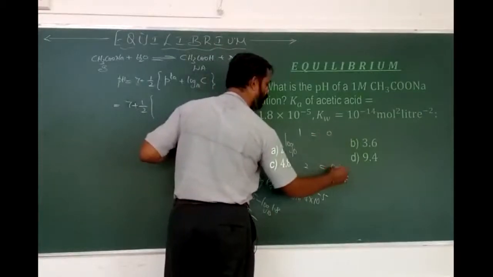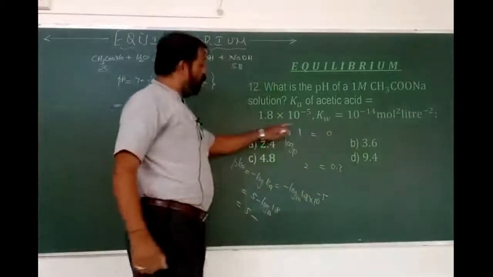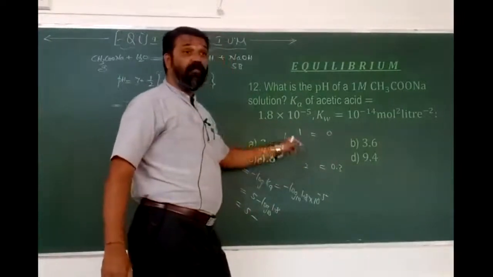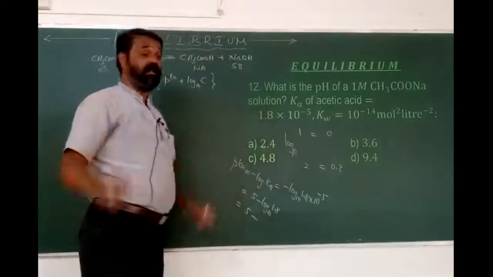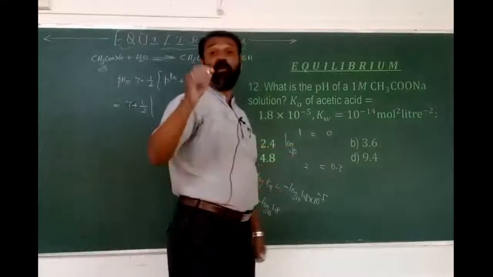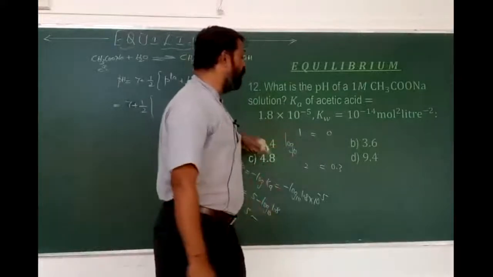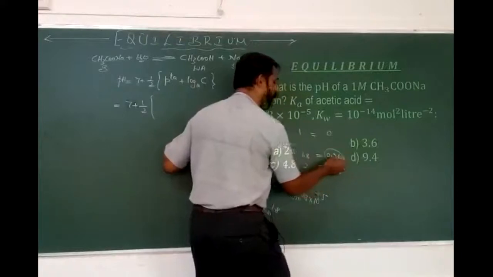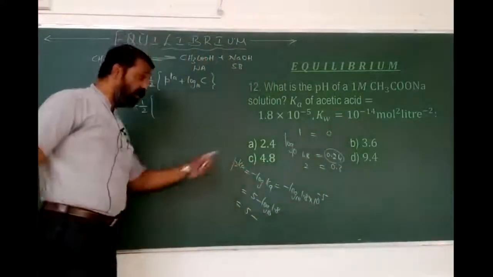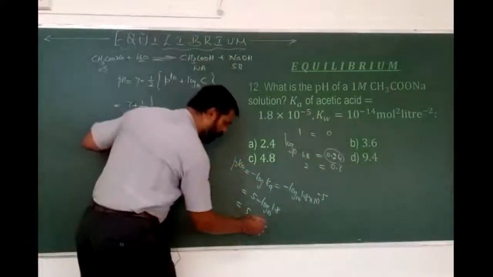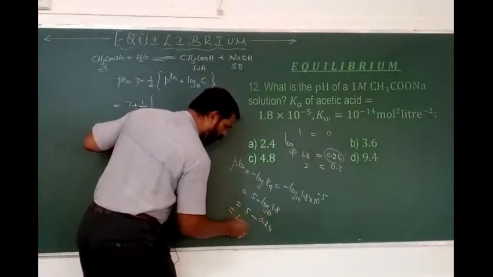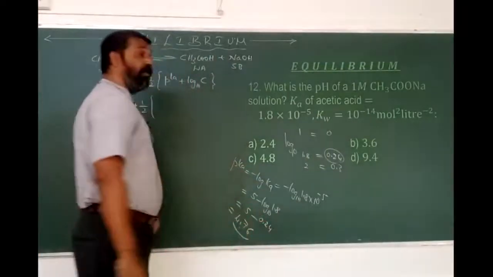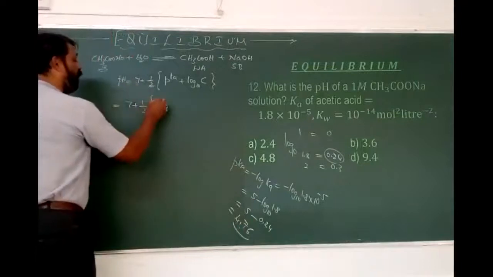Log 1 is, we know, 0. Log 2 is 0.3. From 1 to 2, with respect to 0.1 difference, it is 10 times. It means for each of these, the difference is 0.03. 0.03 into 8 times, it is 1.8, means it is 0.24. What is 0.24? It is a log of how much? 1.28. Therefore, it is equal to 4.76. What is 4.76? It is the pKa value.